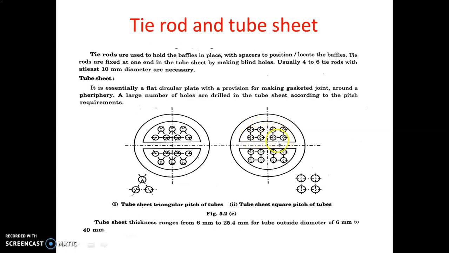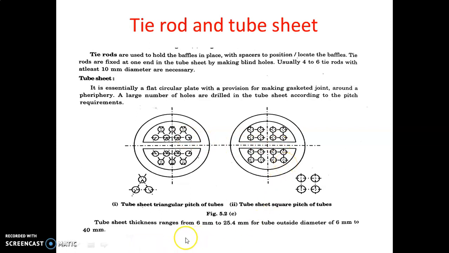So the tube sheet is nothing but just one circular plate. In that plate you have to create the holes according to the pitch. Suppose you are using a triangular pitch, you have to drill the holes in this manner. So this is called triangular, and this is called square.